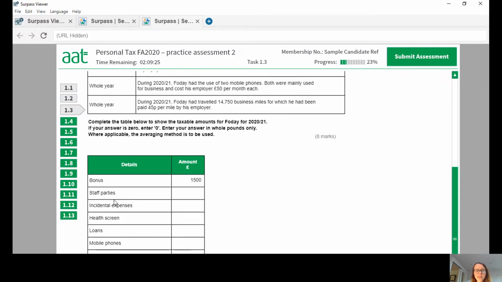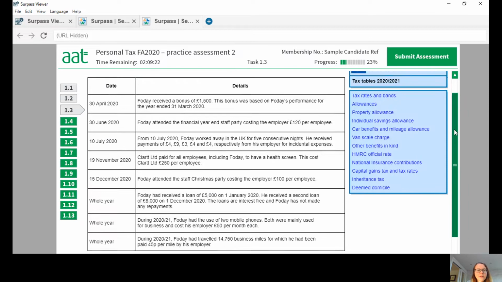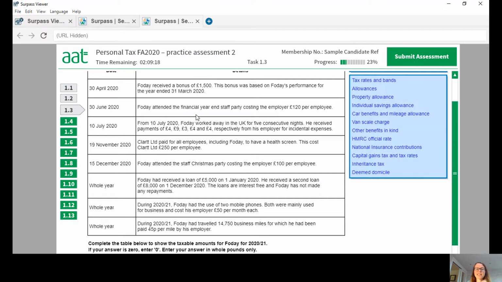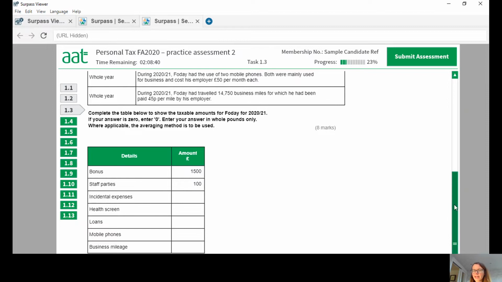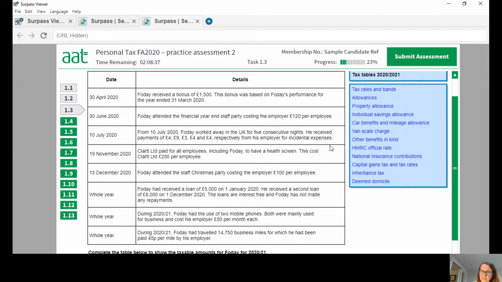Right, next one we're asked for is staff parties, plural. So you can see on the 30th of June, Fode attended the staff party, £120 per employee. And then if you look here, 15th of December, a Christmas party, £100 per employee. Now, if any one event goes over £150, then you've lost your exemption. But if there are 2 events, you just have to pick one to be exempt. So I'm going to pick the £120 to be exempt, and therefore £100 is going to be assessable. You don't add it up and then do the excess over the £150. It's per event.